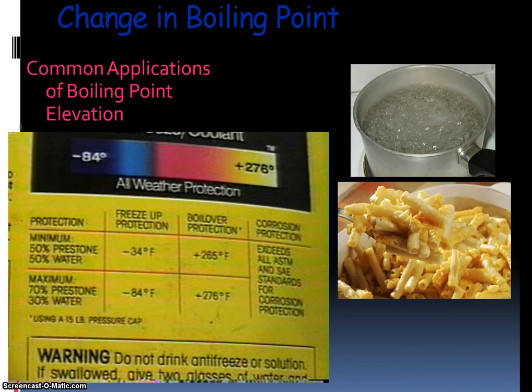When we add a solute to a solvent, it also changes the boiling point. We use this to boil water at a higher temperature so that when we make our macaroni and cheese, our macaroni is not mushy. We also use it in our antifreeze so that we can run the cars at a higher temperature so that the water doesn't boil off.